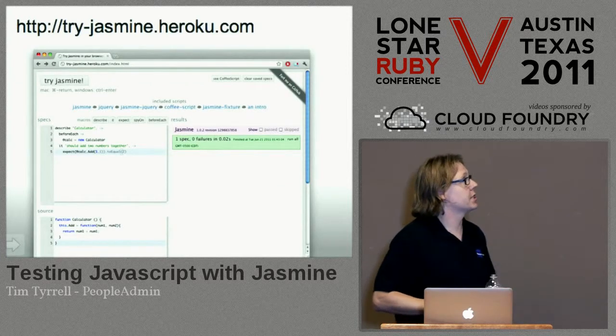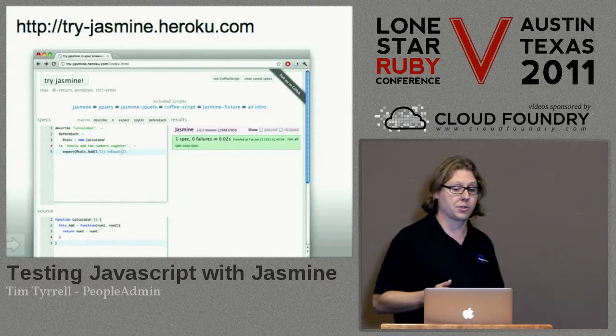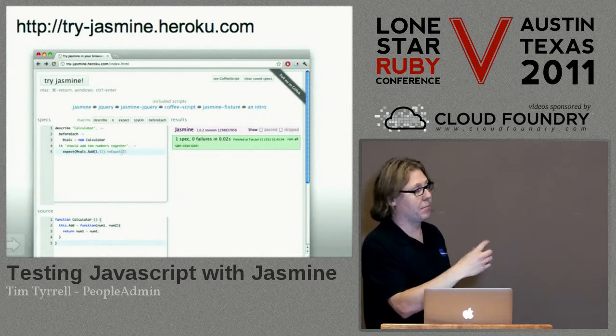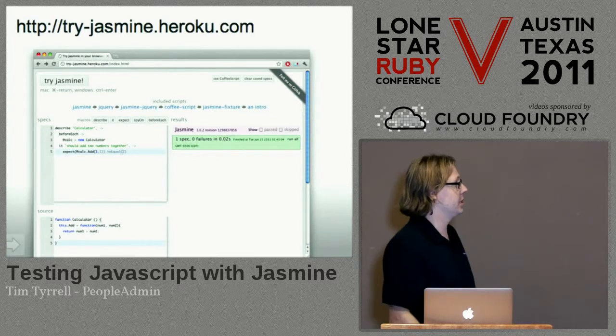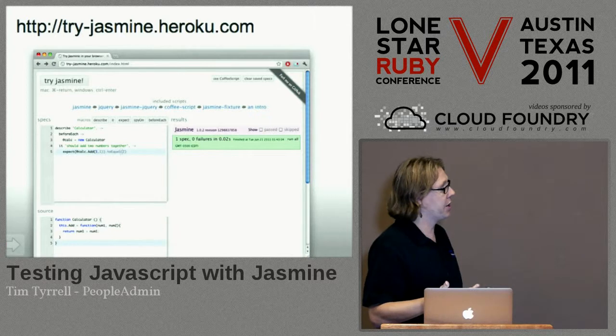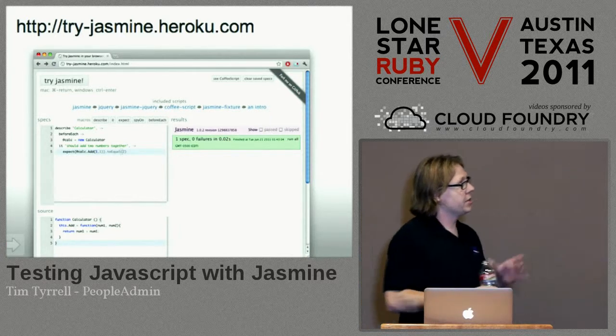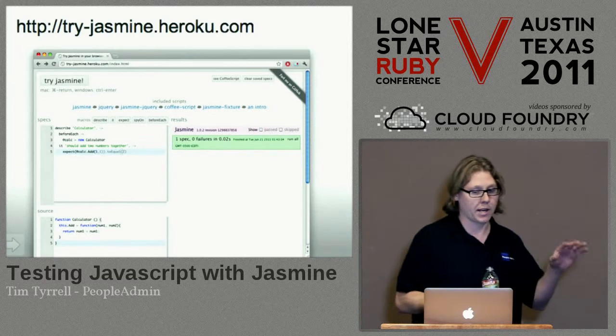This is a really cool website. Check this out, tryjasmine.heroku.com. This is actually where I got my CoffeeScript example. I took my calculator example, threw it in here, and it actually converts it to CoffeeScript. So that way you don't have to go and install it if you didn't want to do what I did. You can go to this website. You can actually write specs. See this? You have a source and a spec. So you can just write code here and run it.